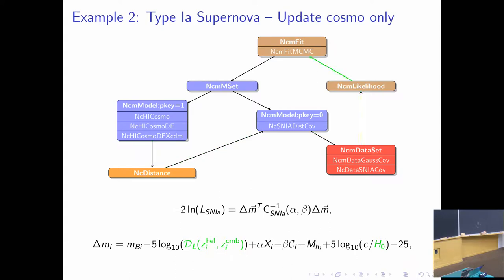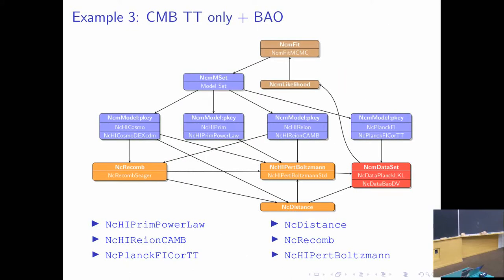Okay, this is a simple case. Now, a little more involved case would be Planck CMB temperature only, plus BAO. Here we can see another feature of the library. Inside of the model set, we have both the Planck likelihood and a simple BAO average volume likelihood. Let's say that when you build your object, you put this likelihood first. Then when going to compute the final number, the likelihood, it's going to call this likelihood here.